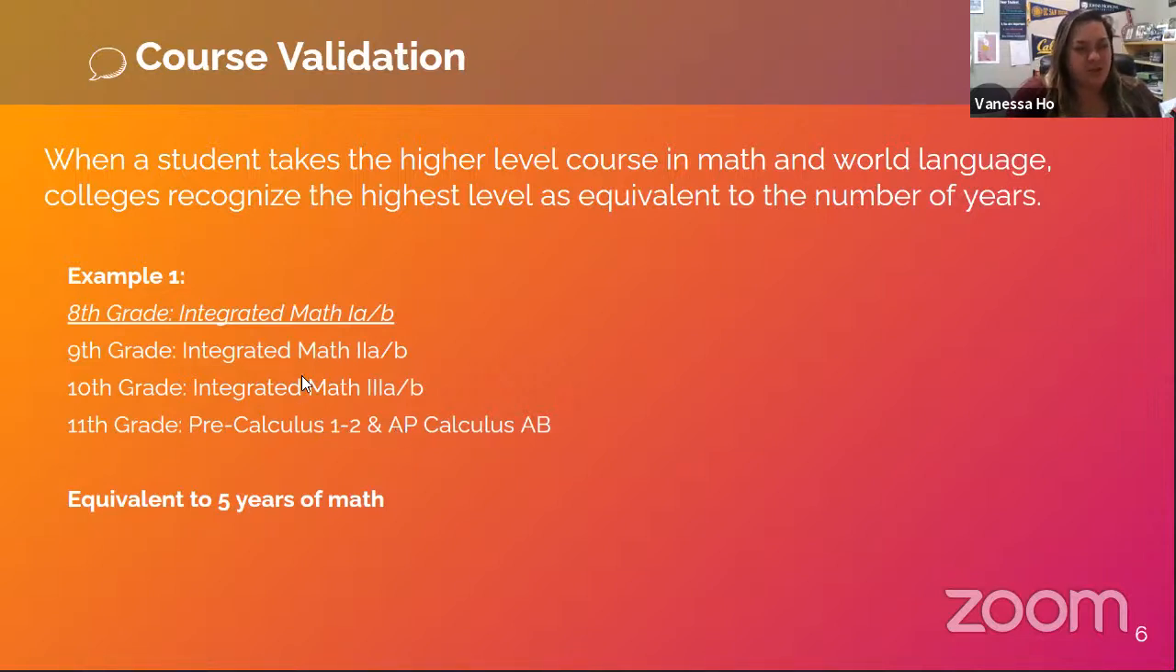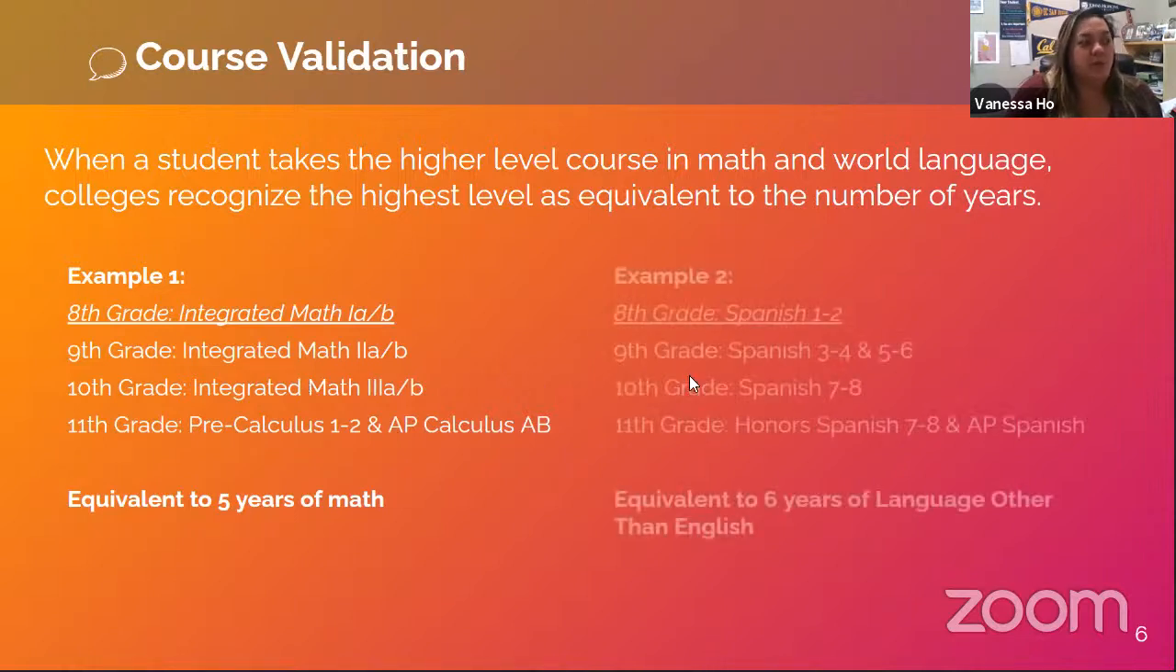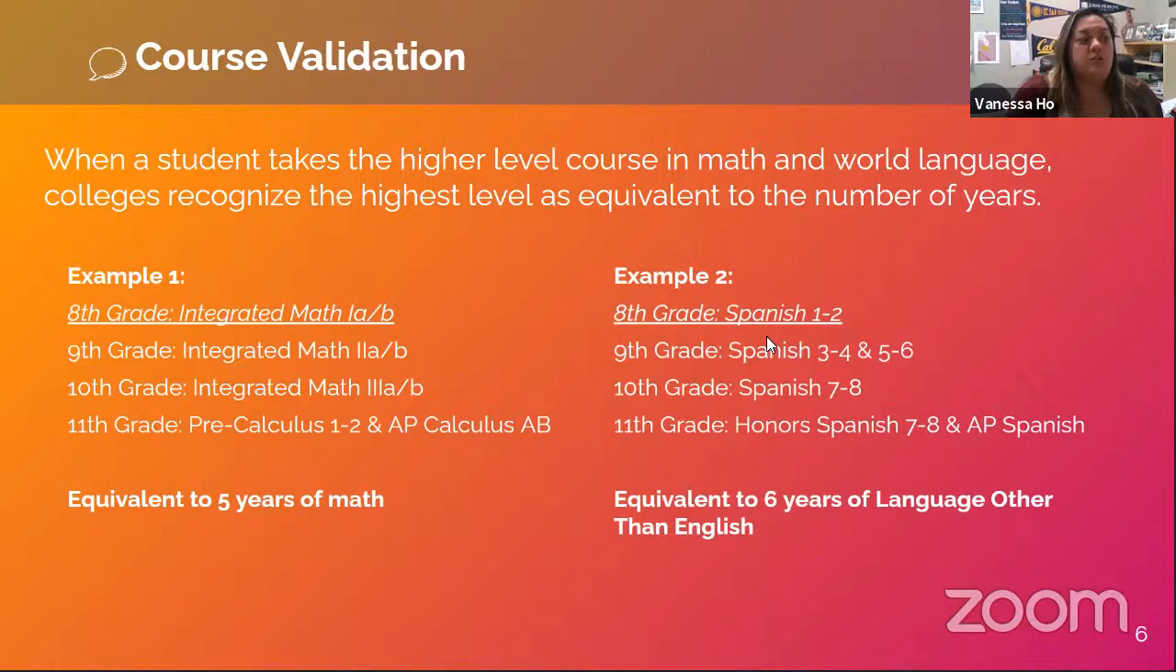So we always get the question, especially in regards to the world language, where students may have taken a language prior to high school and then took only the highest level classes in high school.